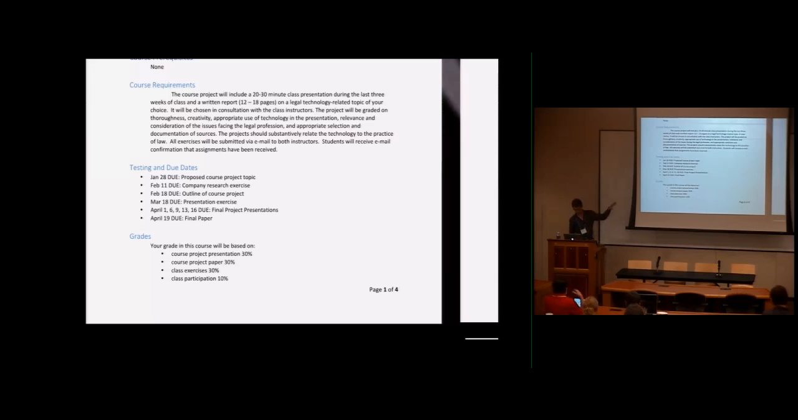So there's the breakdown of how we chose to grade. 30% for the course project presentation, the actual presentation, 30% for the paper, 30% class exercises, and 10% for class participation.